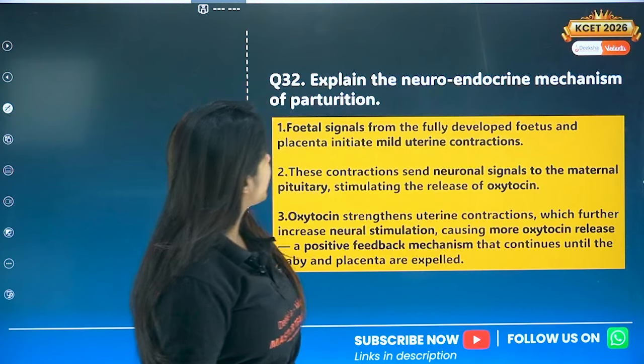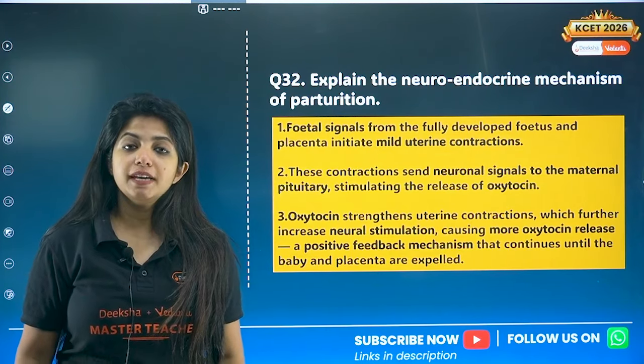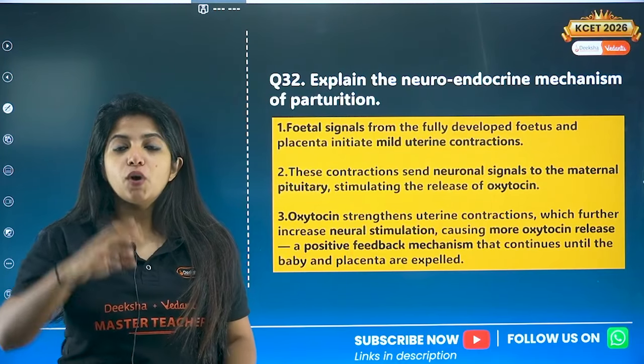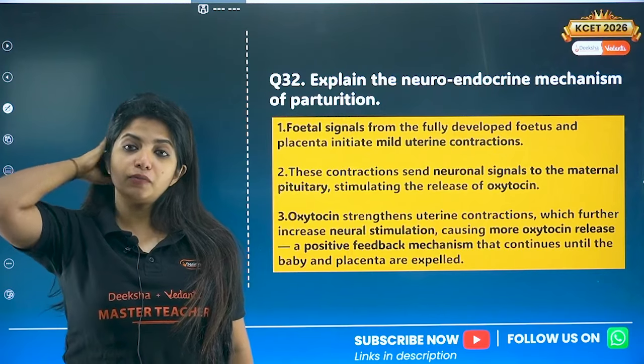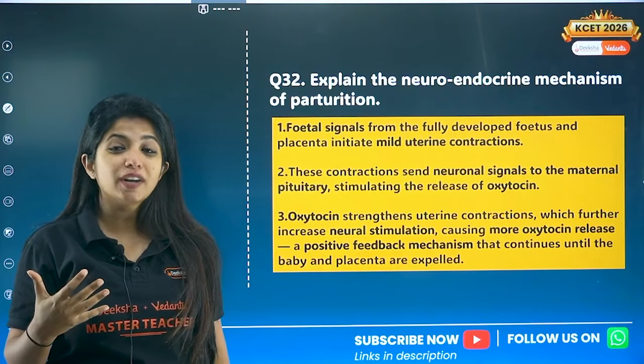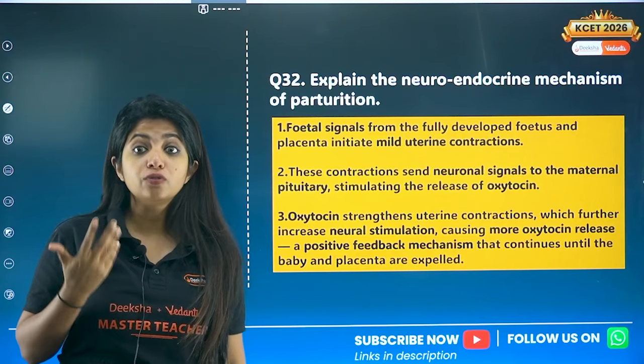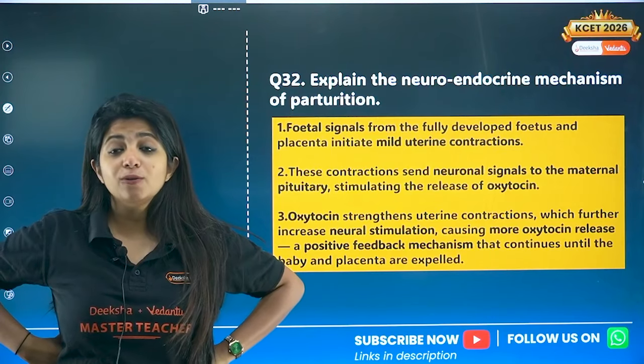Explain the neuroendocrine mechanism of parturition. That means the signals of parturition, the movement of the baby outside the womb, come from neuronal signals as well as endocrine. Endocrine means hormones. Hormones play an important role and neurons also play an important role. How can you prove that?